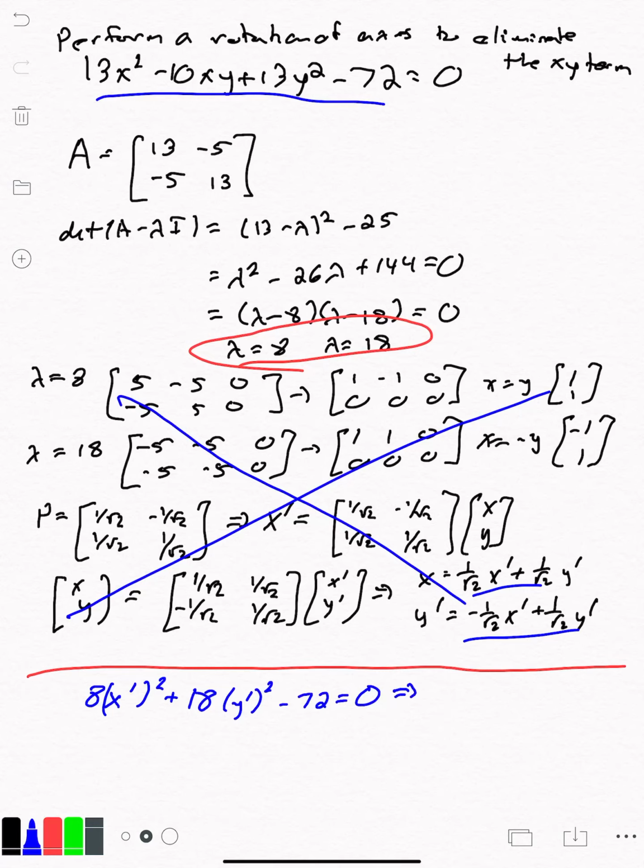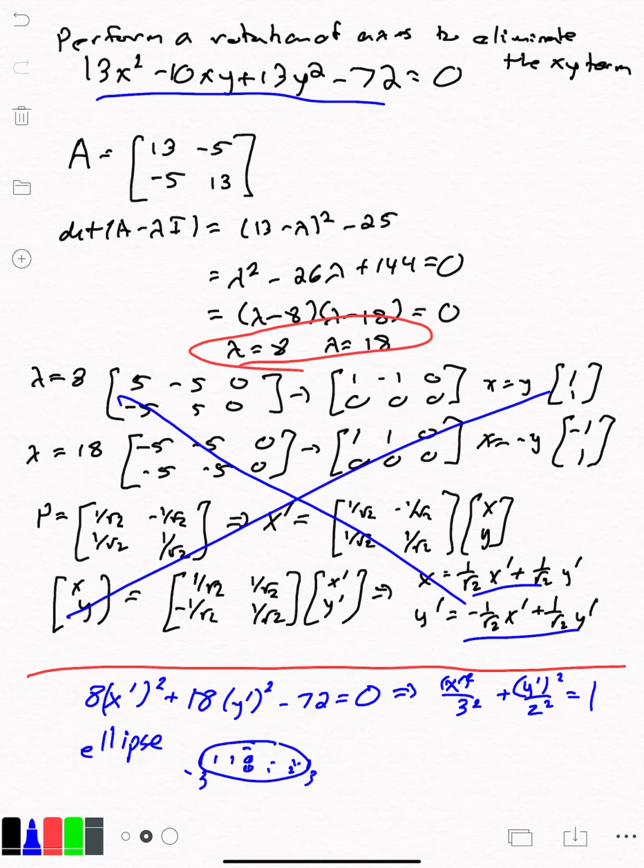And you can do a little bit of work here, dividing by 72. You get x prime squared over 3 squared plus y prime squared over 2 squared equals 1. And so that tells us that we have an ellipse here. And the axis on the x-axis is going to go out 3. So this is 0, 1, 2, 3. And over to negative 3. And it's going to go up and down 2 here.